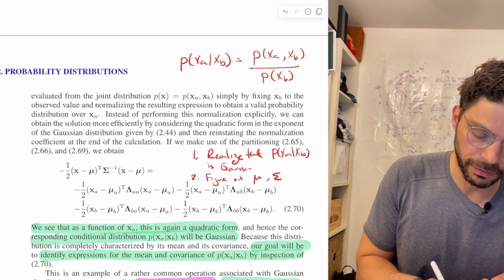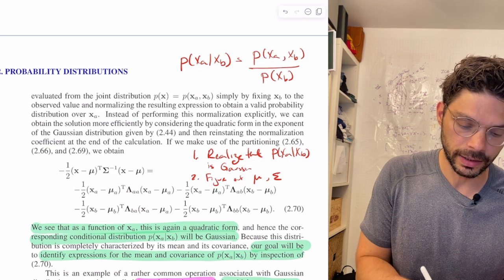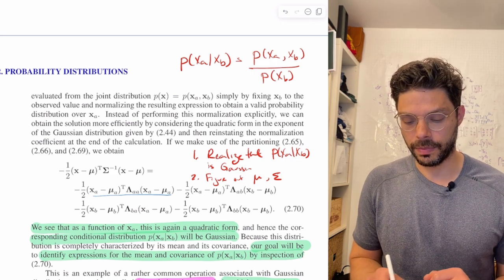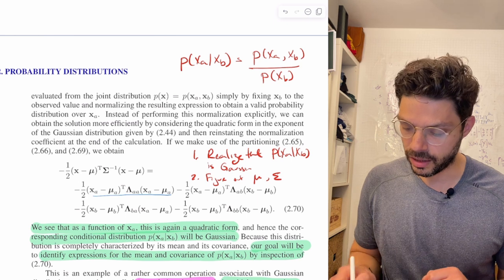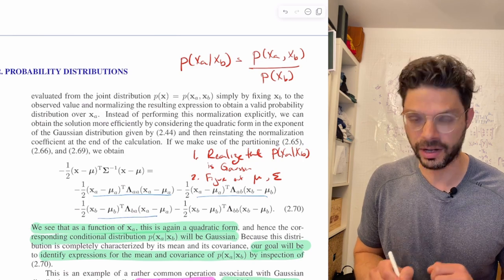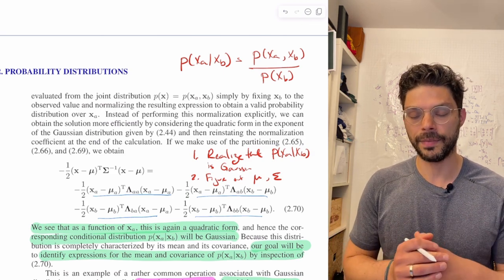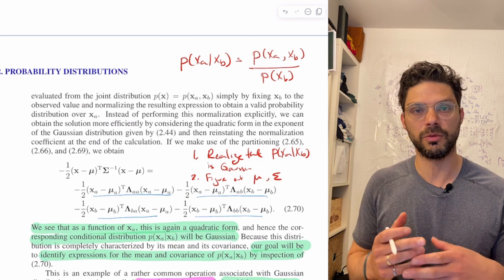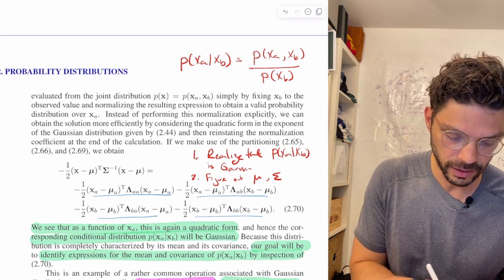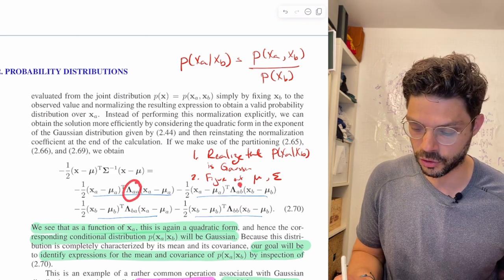If you take a look, you'll see that it's actually also a quadratic form in x_a. There's x_a being multiplied by itself, and then there's a term in x_a. Now remember that x_b is a constant, so this is a linear term in x_a, and then some constants. So this is again a quadratic form, and so we know the probability distribution will be Gaussian. Now one thing I want to point out: notice that we have switched notation here, and now we are actually using the precisions.